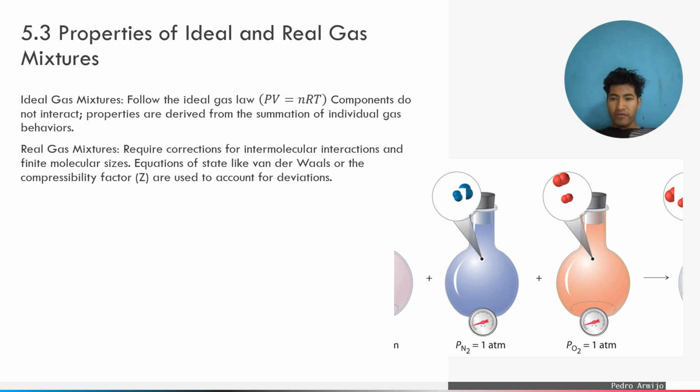Ideal gases follow the equation PV equals nRT, where there are no interactions between the molecules. However, in real mixtures, factors such as molecular size and intermolecular forces cause them to deviate from ideal behavior, requiring corrections such as the van der Waals equation.